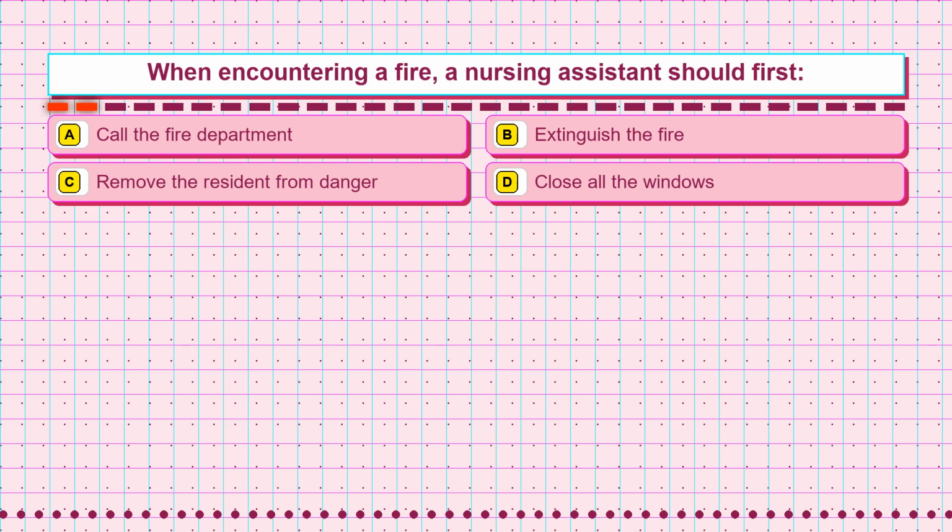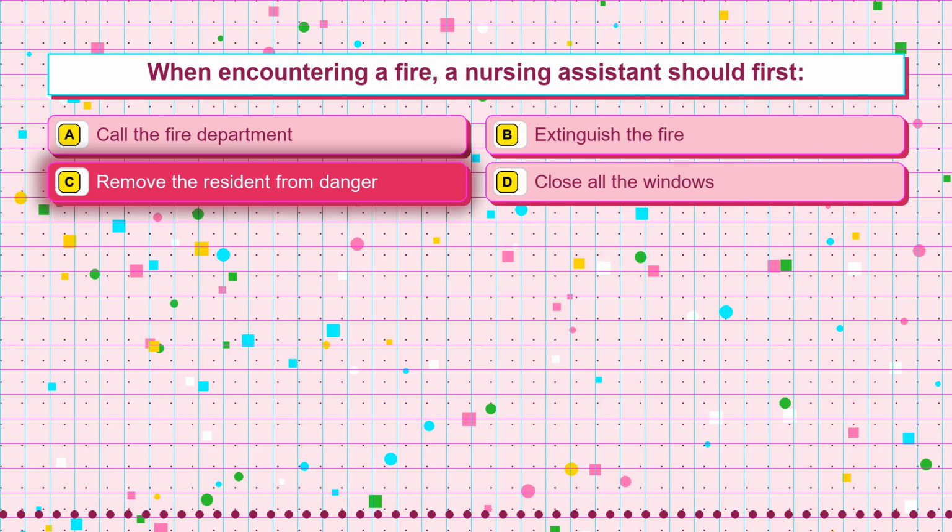Question 19. When encountering a fire, a nursing assistant should first: Option A, call the fire department. Option B, extinguish the fire. Option C, remove the resident from danger. Option D, close all the windows.